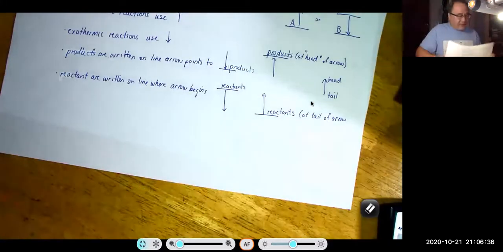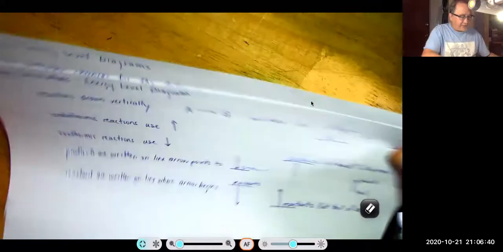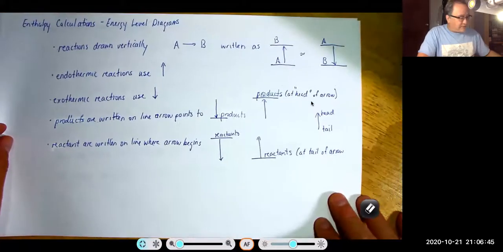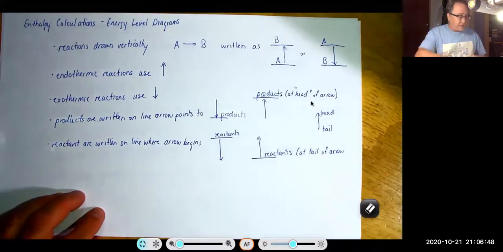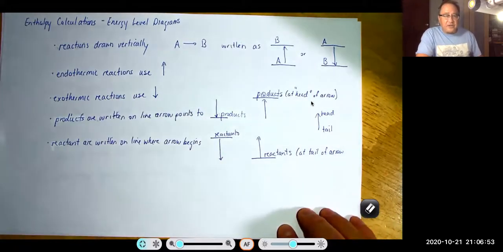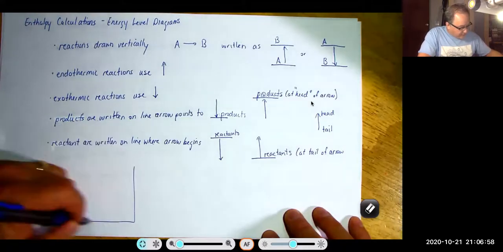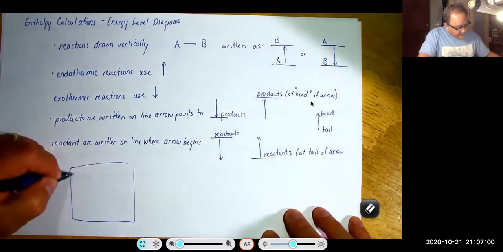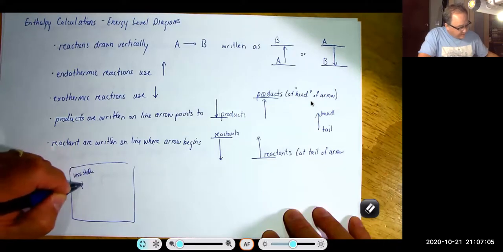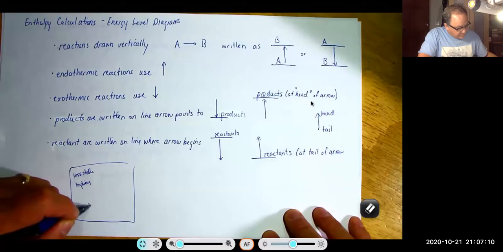Let me put that off to the side. And let's take a look at enthalpy calculations and energy level diagrams. So what is an energy level diagram? An energy level diagram kind of shows you the relationship between products and reactants so that you can see the energy. And basically, it's writing the reaction out. So this is less stable or high energy. And down here is more stable, less energy.